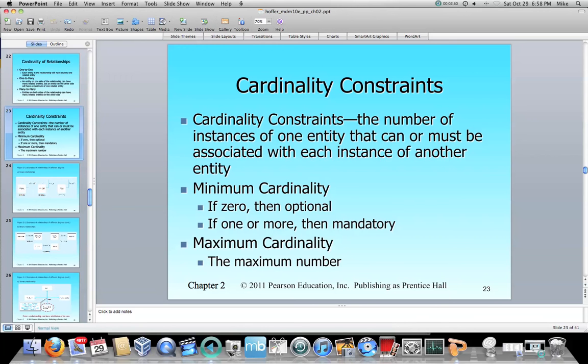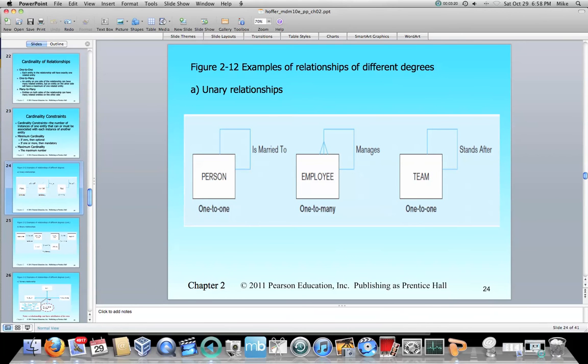The maximum cardinality is the easier one. Can an employee take many courses? And if that's the case, then the maximum is many. And can a course be associated with multiple employees? In other words, can many employees take a particular course? And if that's the case, then that's the many. So we have minimum and maximum cardinality. So with those two concepts, we can move on to looking at the cardinalities and their degrees associated with unary relationships.